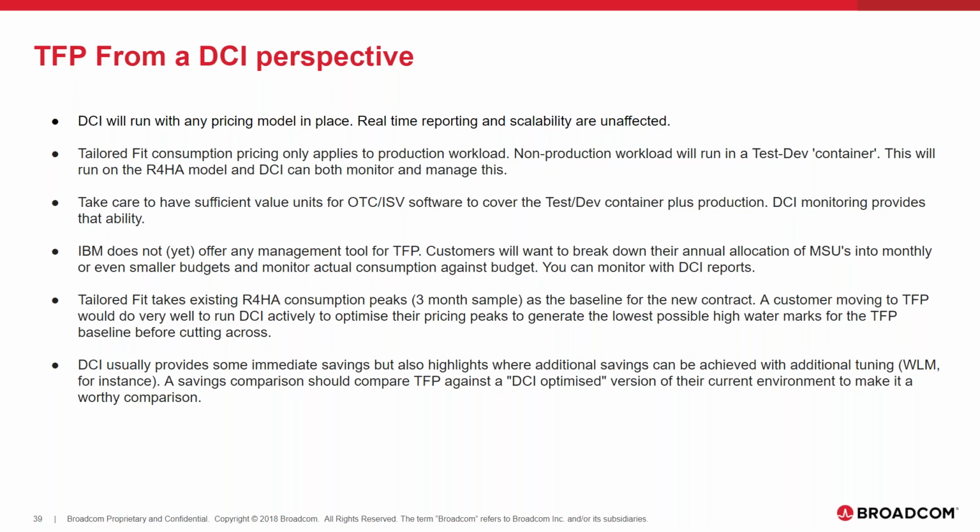Also, very quickly, IBM has not yet come up with anything as a management tool for tailored fit pricing. I think that as a user of TFB, the annual consumption bulk that you have in the contract, you'll want to budget that and use it and book it down at a monthly or even shorter scale budgeting exercise, and then measure actual consumption against your budget to see how much of the growth that IBM is so keen on you can expect at the reconciliation at the end of the year. Of course, DCI reports will do that for you.